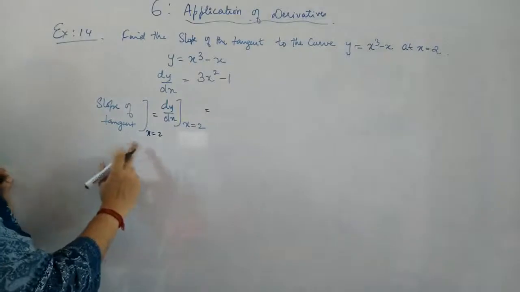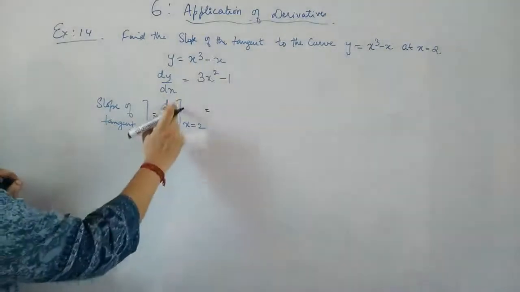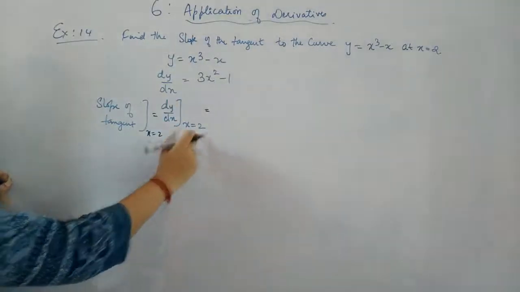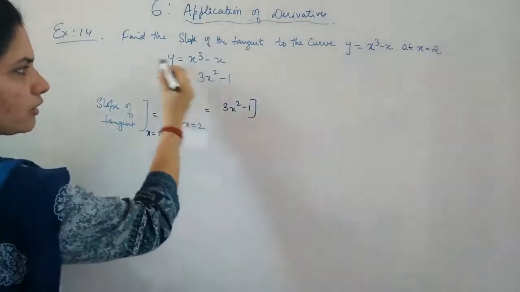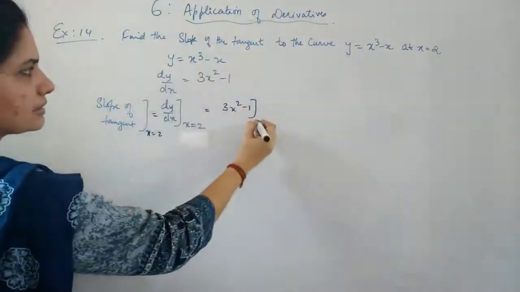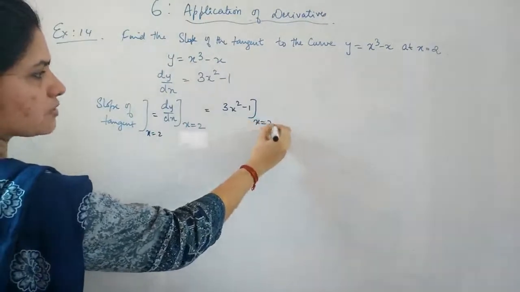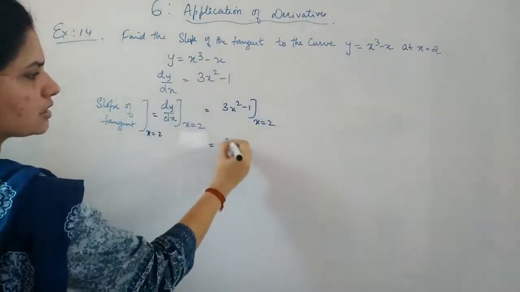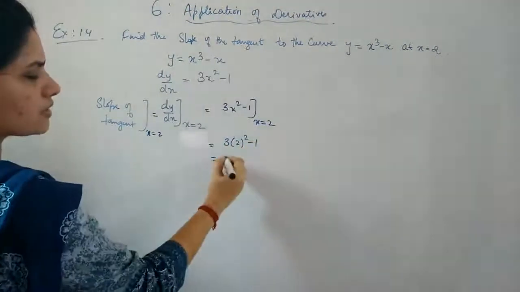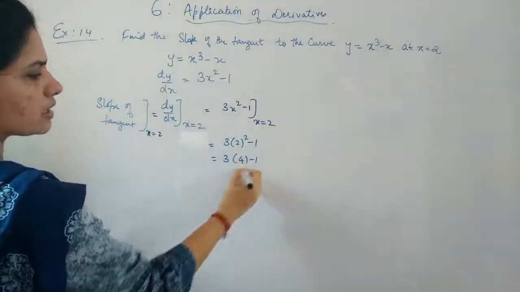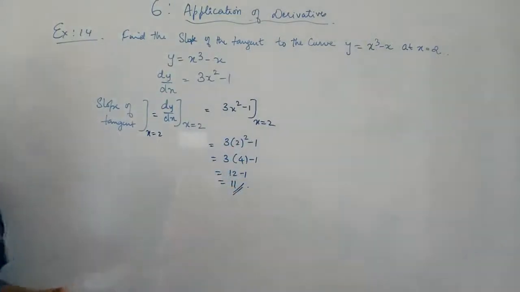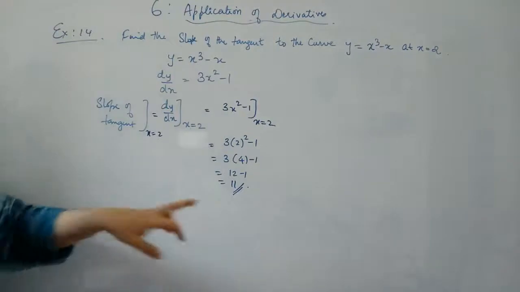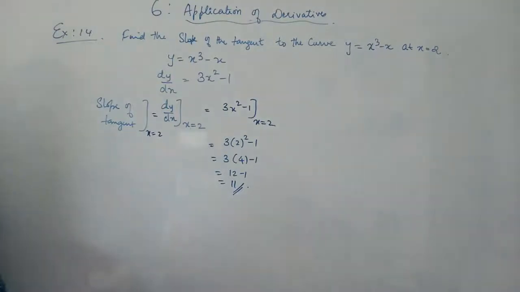Slope of the tangent at the point x equal to 2 is the same as dy by dx at the point x equal to 2. We are just replacing x with 2 in what we have got, that is dy by dx, 3x square minus 1, replace with 2. So that you will get 3 into 2 square minus 1, which is 3 into 4 minus 1, that is 12 minus 1 equal to 11. So the slope of the tangent to the given curve at the point x equal to 2 is 11.